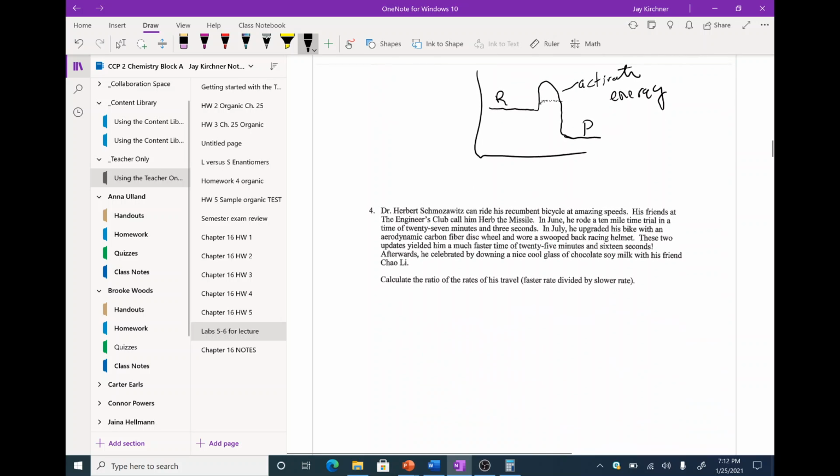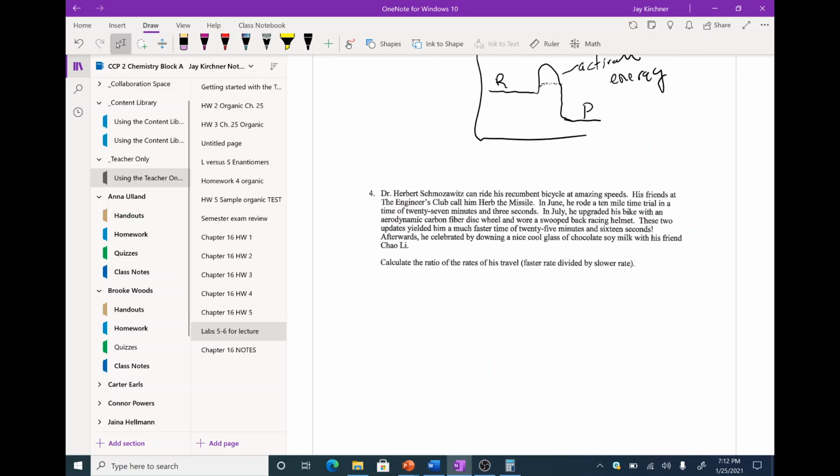Now this one, you have to do a lot of ratios of rates and stuff. Now when you do rates in chemistry, you have to do it per second. Given this is not really a rate of reaction, it's a rate of travel, we're going to put it in seconds because that'll be easier. So it says his friends at the engineer club call him Herb the Missile. In June, he rode a 10-mile bike time trial. So it's 10 miles in a time of 27 minutes.